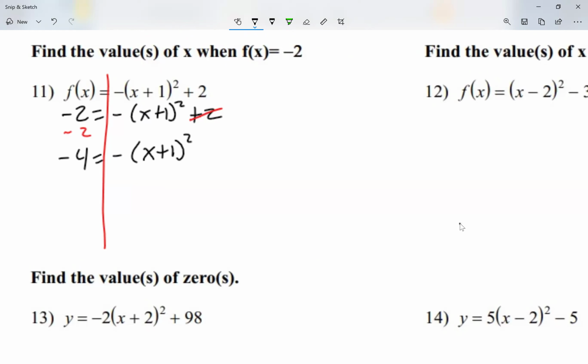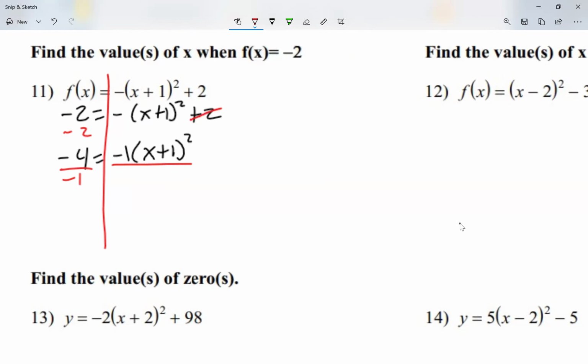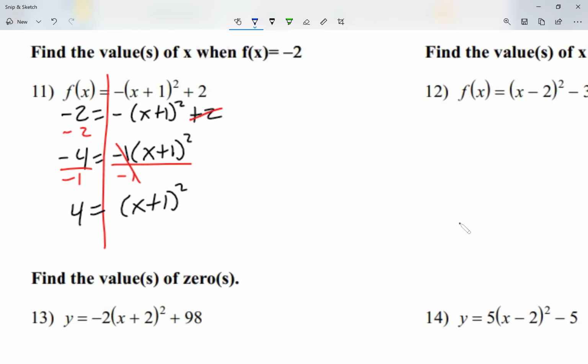The negative sign really represents negative 1. So let me divide both sides by a negative 1, because I'm trying to cancel that. Negative 4 divided by negative 1. Negative divided by negative is positive. 4 divided by 1 is 4. So I have that 4 is equal to x plus 1 squared. I see the parentheses squared, so this is when I do my square root.